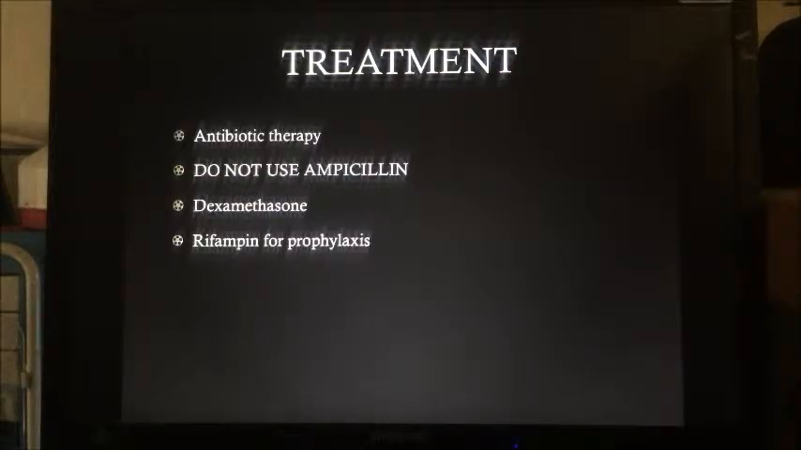For children with HIB meningitis, dexamethasone is a very imperative drug to take, and this is because it decreases the inflammatory response and the rate of hearing loss as well. And this medication should be given for 2 to 4 days.